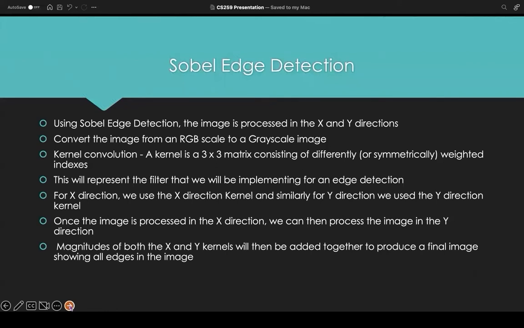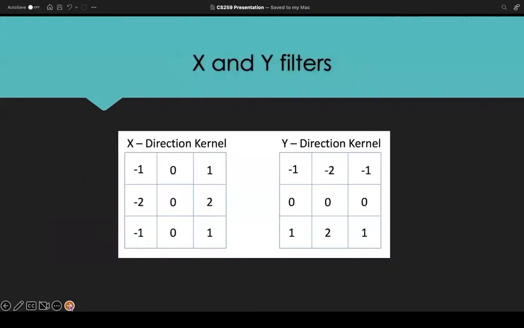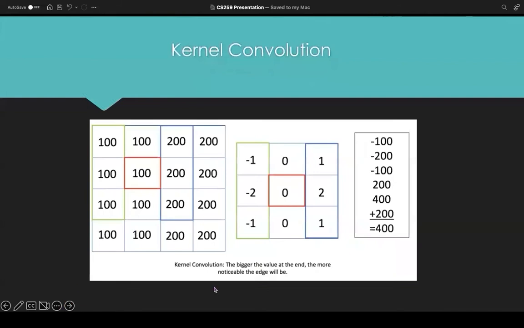When we want to scan across the image in the X direction, for example, we will want to use the following X direction kernel that you see on the left-hand side to scan for large changes in the gradient. Similarly, when we want to scan across the Y direction of an image, we can use the Y directional kernel to scan for large gradients as well. By using kernel convolution, we can see in the example image that there is an edge between the columns of 100 and 200 values.